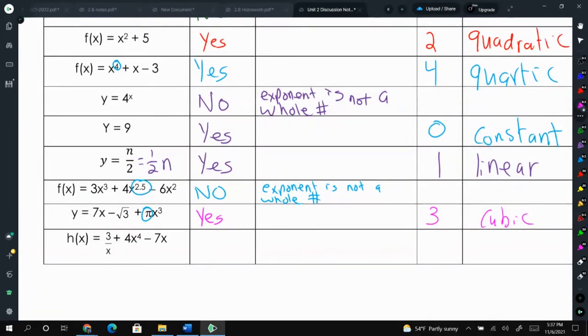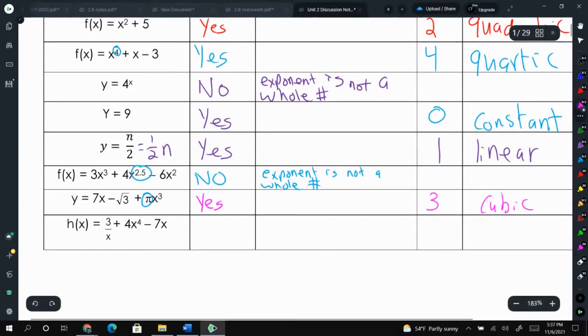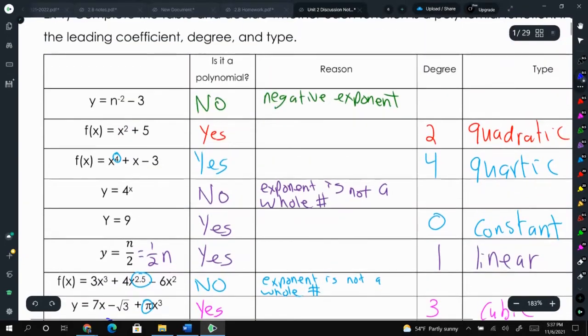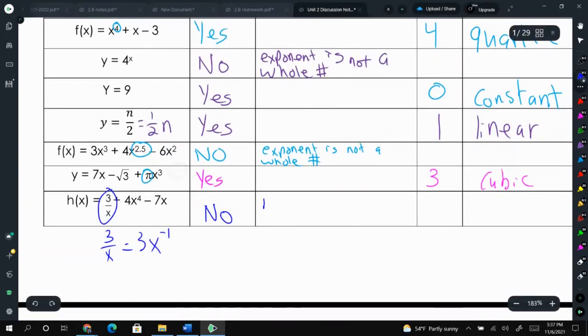That square root of 3, again, is a real number. And then finally, we have a fraction, a variable in the denominator of a fraction, so that means no. Because 3 over x can be written as 3 times x to the negative 1 power, which we know from up here we can't have. So we have a negative exponent.